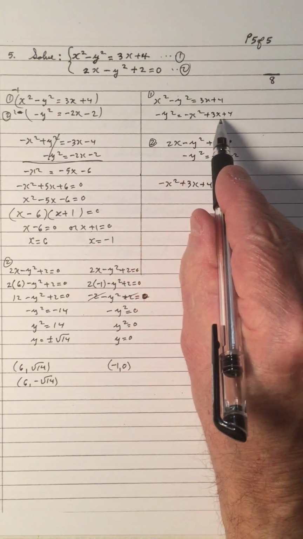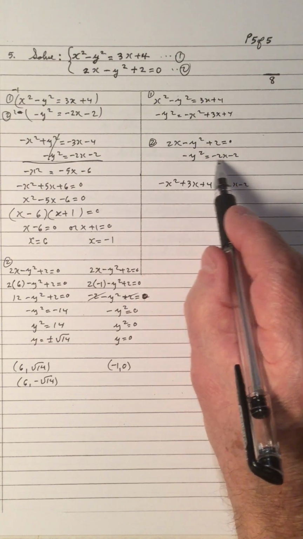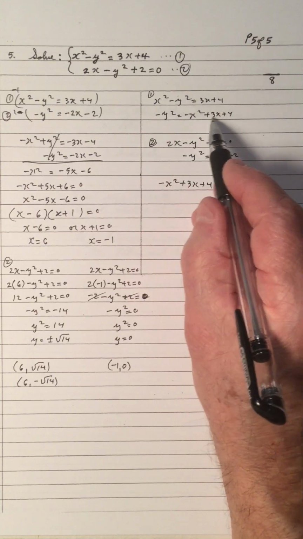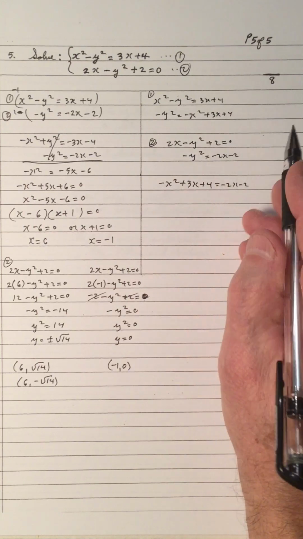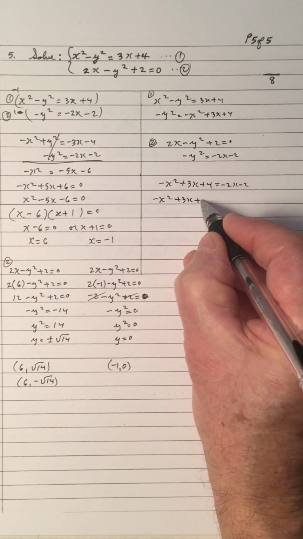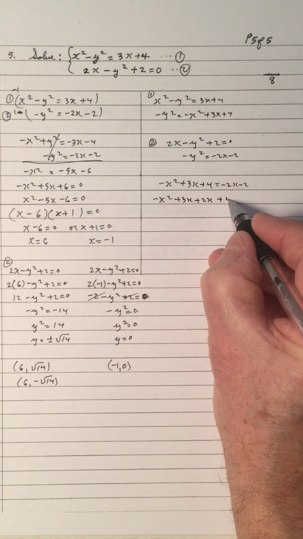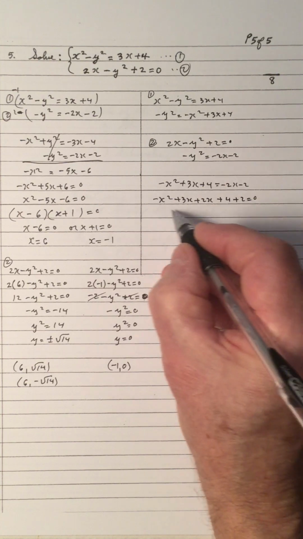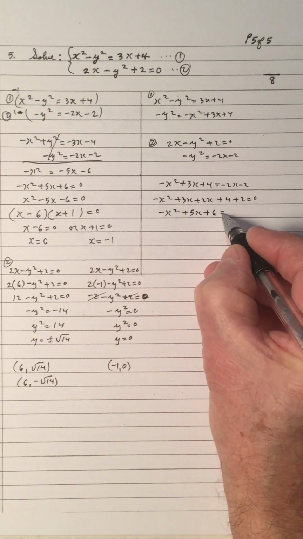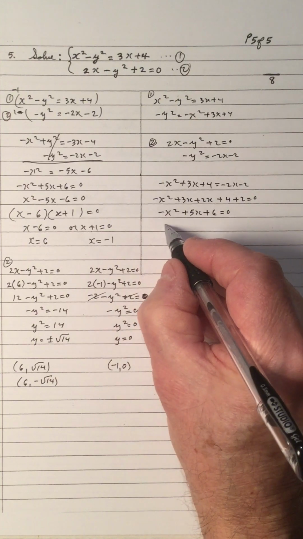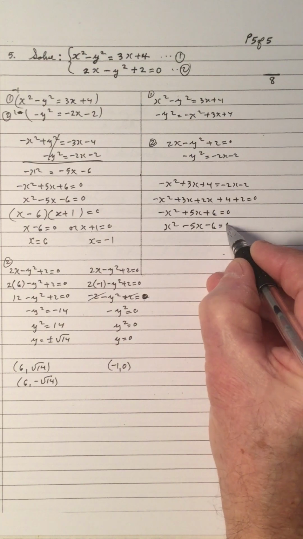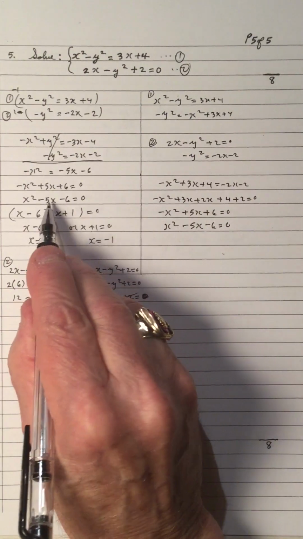I could have multiplied this by negative 1 and had a y squared. I could have multiplied this by negative 1 and had a y squared. But because I got a negative y squared here and here, that means this right side equals this right side. So that means negative x squared plus 3x plus 2x plus 4 plus 2 equals 0. Negative x squared plus 5x plus 6 equals 0. Now I got a negative again, so multiply by negative 1. So this equation right here is the same as here.